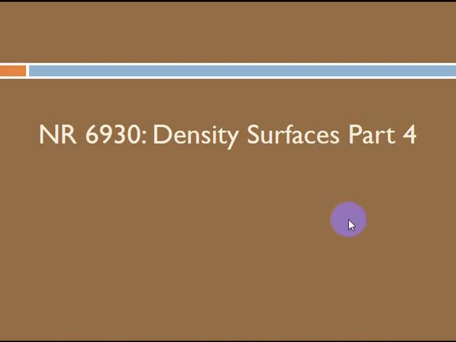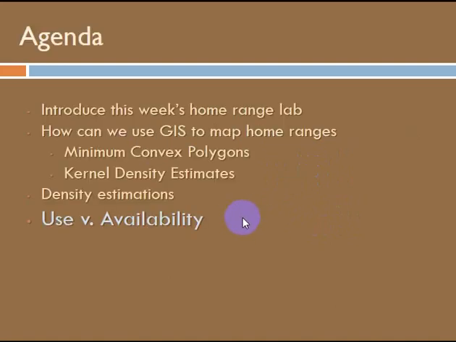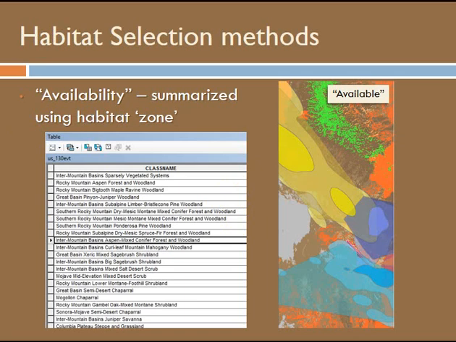Alright, and finally we've made it to part 4. We're going to talk about use versus availability, and this is really where it gets, I think, kind of fun, because we're going to take all of the stuff that we've done and actually make some sense out of it and create a preference ratio.